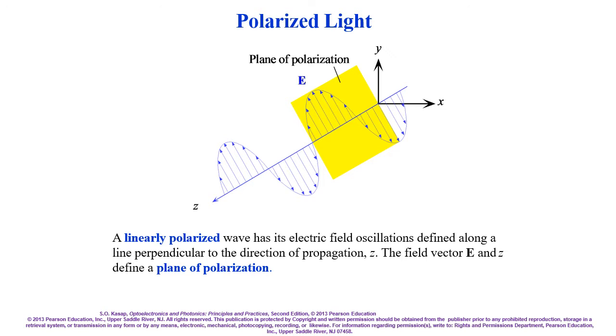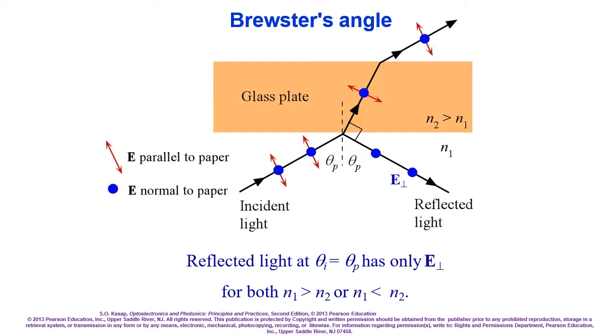Polarized light. A linearly polarized wave has an electric field oscillation defined along a line perpendicular to the direction of propagation z. So it will have an electric field oscillation along a perpendicular line, and the field vector E and z define the plane of polarization. Let's see this figure. There is an internal reflection because n2 is greater than n1, and E perpendicular is perpendicular to the paper and E parallel is in the plane of the paper. So at incident angle theta I equals theta p, the reflected light has only E perpendicular, for both n1 and n2.